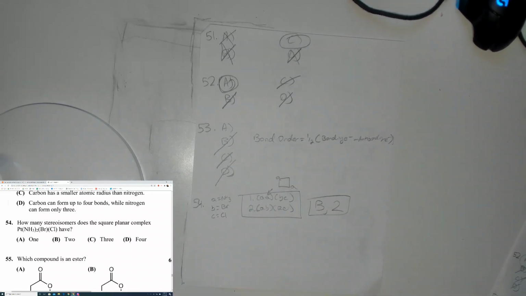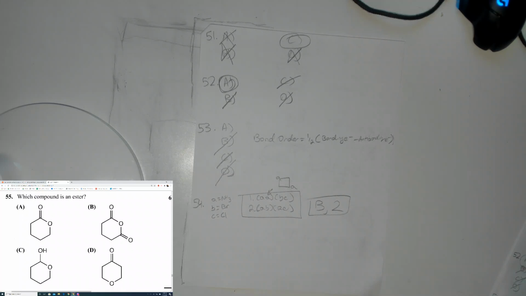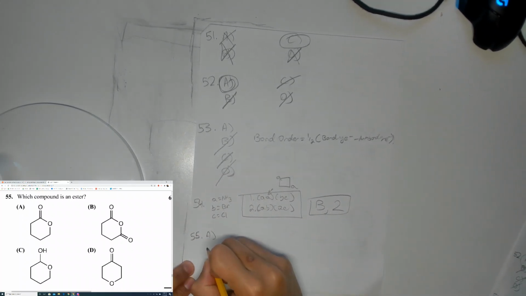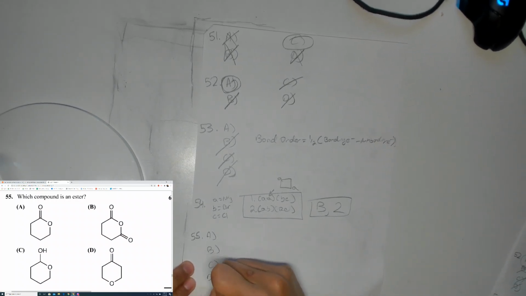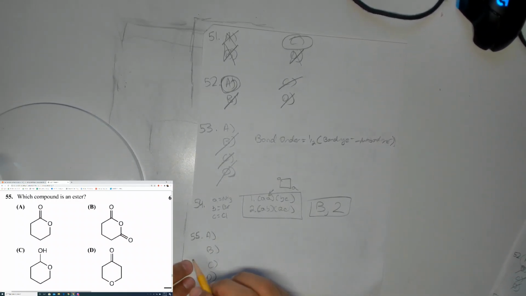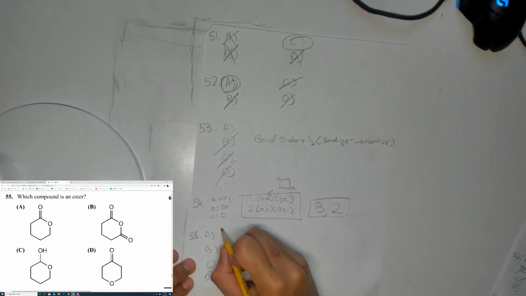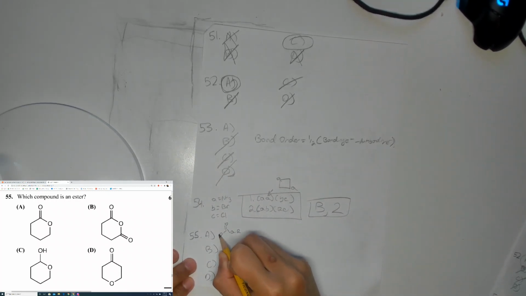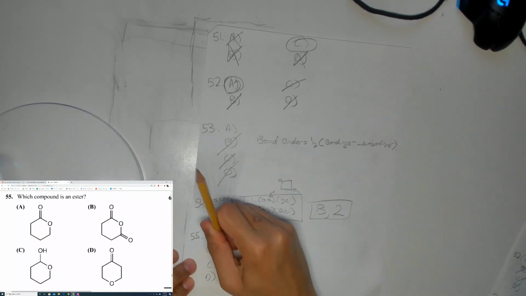Moving on to 55, and we'll get some organic chemistry, sweet old organic chemistry. This one isn't too bad, probably if you know your functional groups. So A, does it look like an ester? Yes, it does look like an ester. So this is an ester group, right?